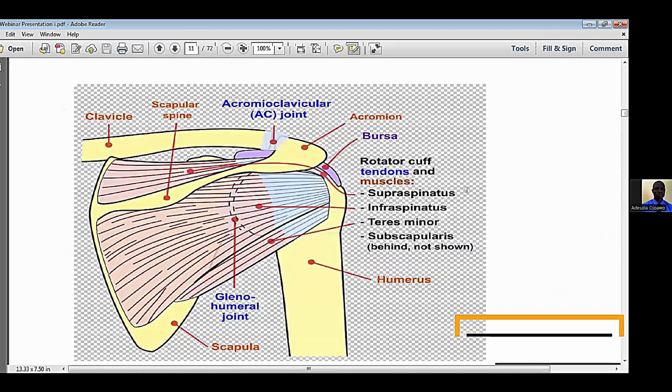Right? We have the supraspinatus, which is up there. We have the spine of the scapula, which is up here. We have the infraspinatus, which is at the larger surface of the scapula, posteriorly. We have the teres.